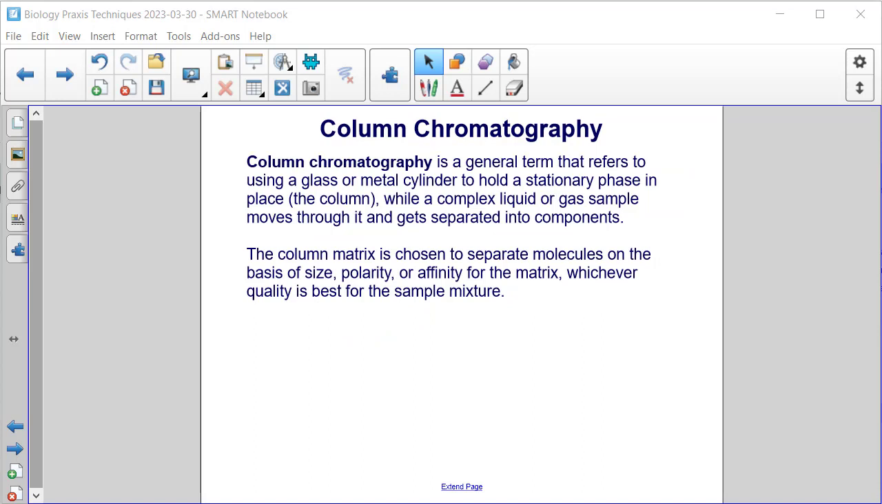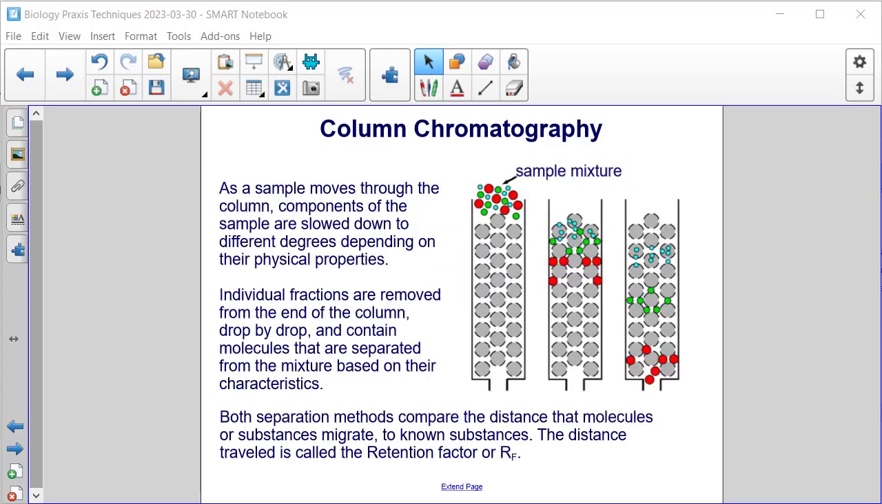Column chromatography is a general term that refers to using a glass or metal cylinder to hold a stationary phase in place, the column, while a complex liquid or gas sample moves through it and gets separated into components. The column matrix is chosen to separate molecules on the basis of size, polarity, or affinity for the matrix, whichever quality is best for the sample mixture.